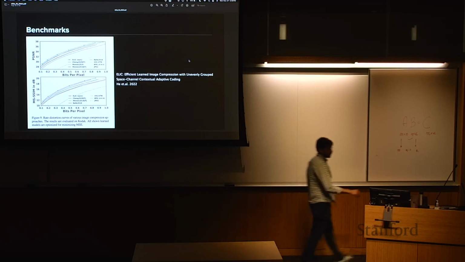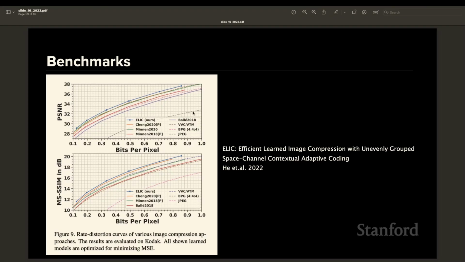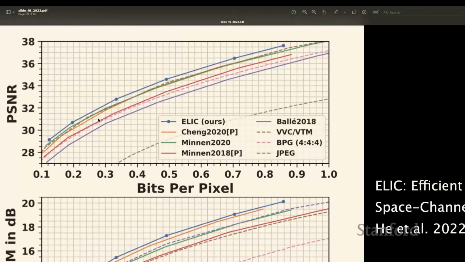And what you see here is that this brown curve is JPEG, this guy here. This pink dashed one is BPG, so BPG is this guy. And there is something called VVC VTM, which is, I would say, one of the state-of-the-art traditional codecs, which is sitting somewhere here. I don't know if you can see it clearly. Can you? Let's see, this dashed brown. And this is really state-of-the-art.